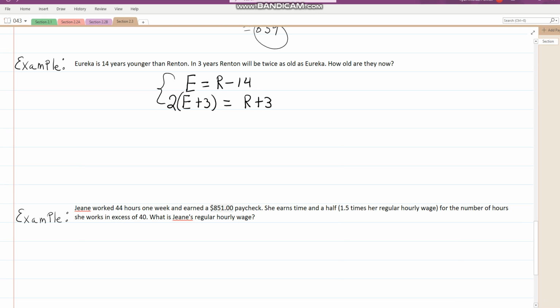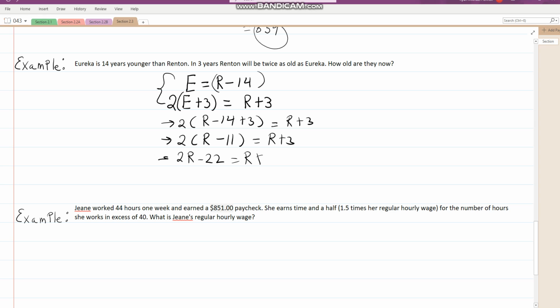Okay, so let's see if we can solve that now. So I have Eureka is Renton minus 14, so I can plug that information in for E. So I have 2 times R minus 14 plus 3 equals R plus 3. All right, let's see if we can keep going. So I can simplify the parentheses. R minus 11 equals R plus 3. So I have 2R minus 22 equals R plus 3.